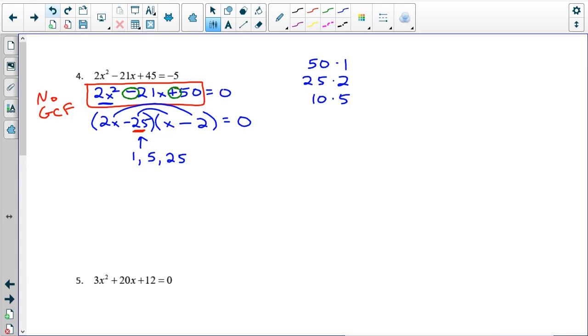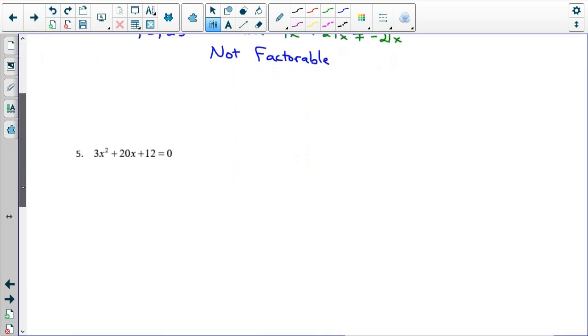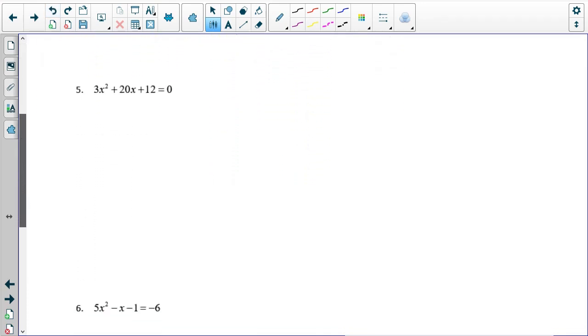And so if I did this, I would end up with the positive 50, but negative 25x minus 4x actually is negative 29x, which is not negative 21x. So I actually do not have something that's factorable here. And since this is not factorable, that does not mean that I don't have any solutions. It just means I can't tell them from factoring. So we're going to have to look at that in a different situation.